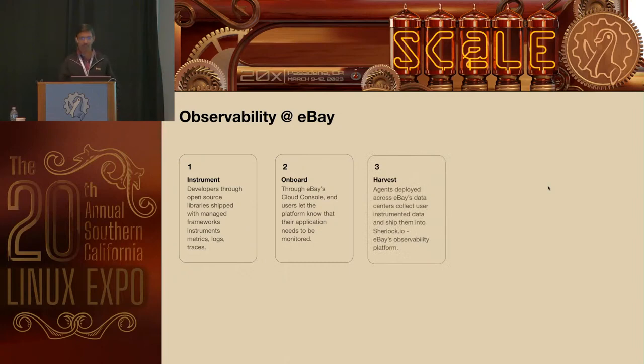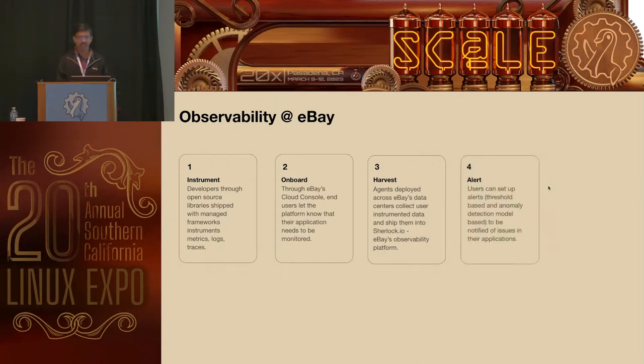So the next one is harvesting. We run OpenTelemetry collector across all our Kubernetes nodes in our eBay data center so that they can harvest the metrics and then ingest it into what we call Sherlock.io, which is our internal observability platform.